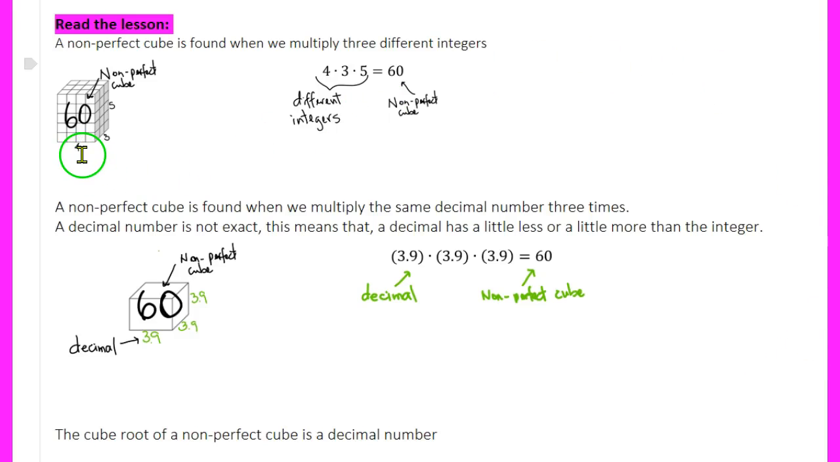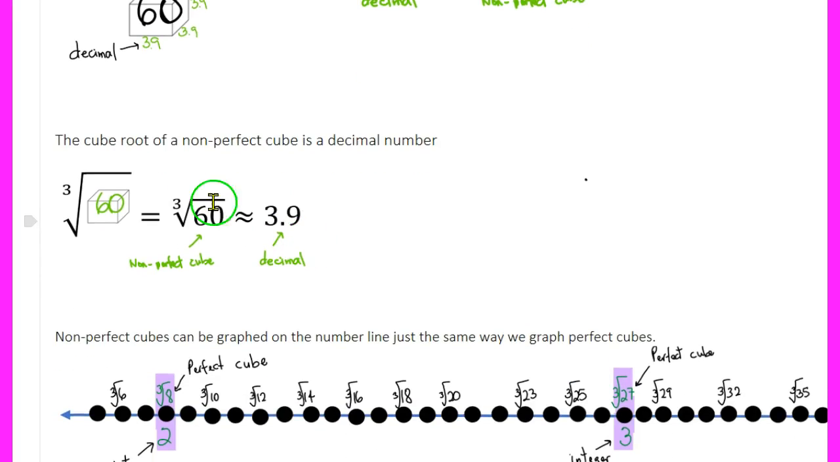If you multiply three different integers, for example, 4, 3, and 5, 4 times 3 times 5, the answer will be a non-perfect cube. But if you also multiply a decimal number by itself 2 times, 3.9 times 3.9 times 3.9, the answer will be a non-perfect cube as well. The cube root of a non-perfect cube is a decimal.